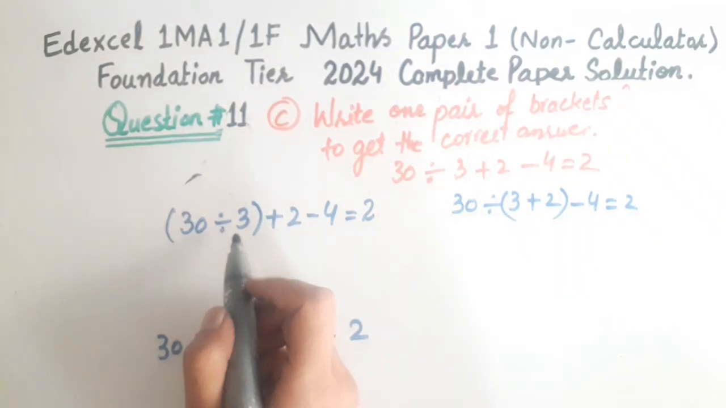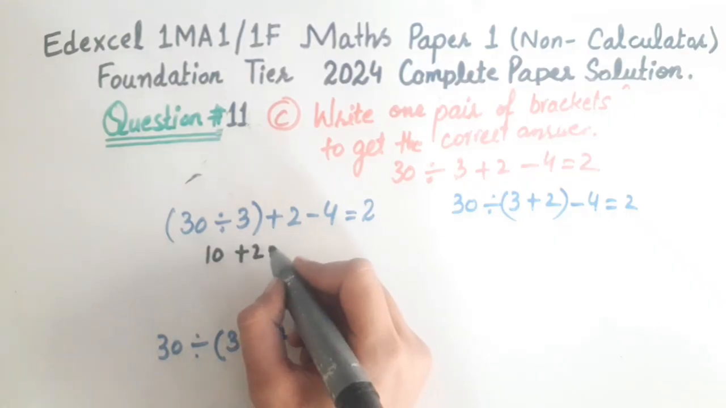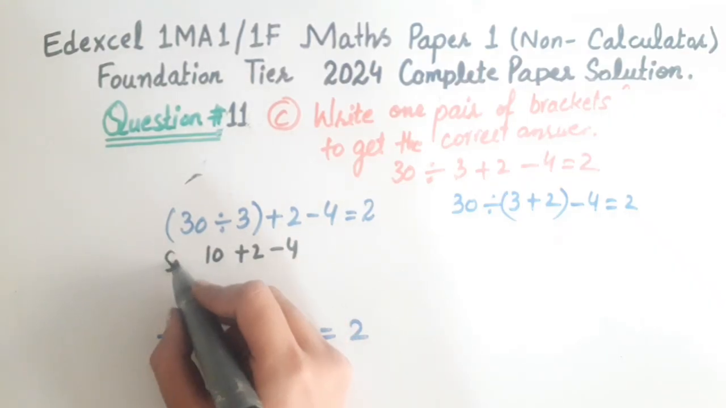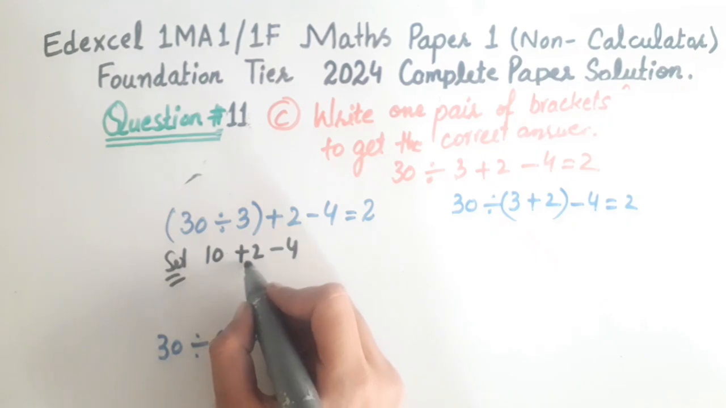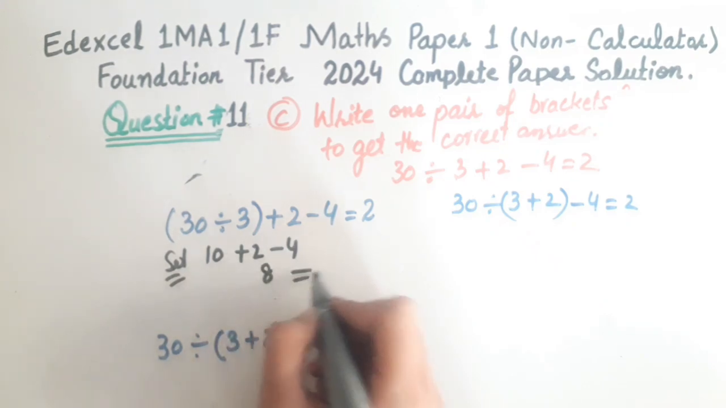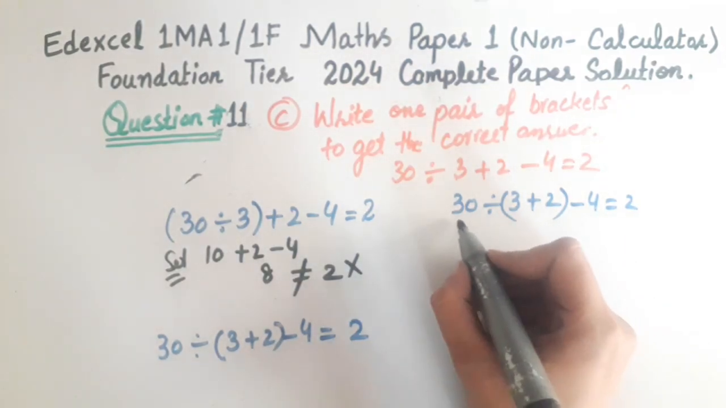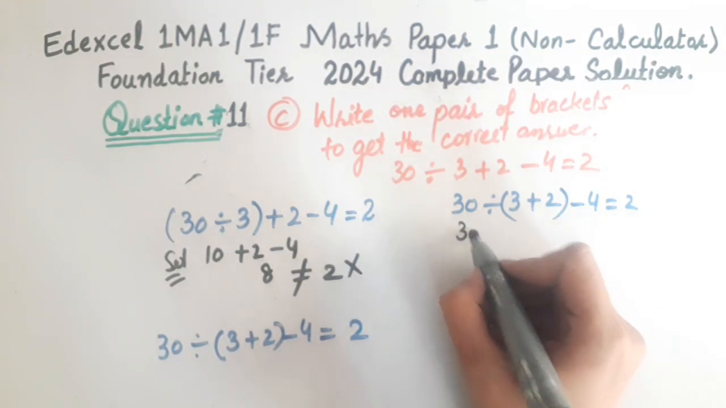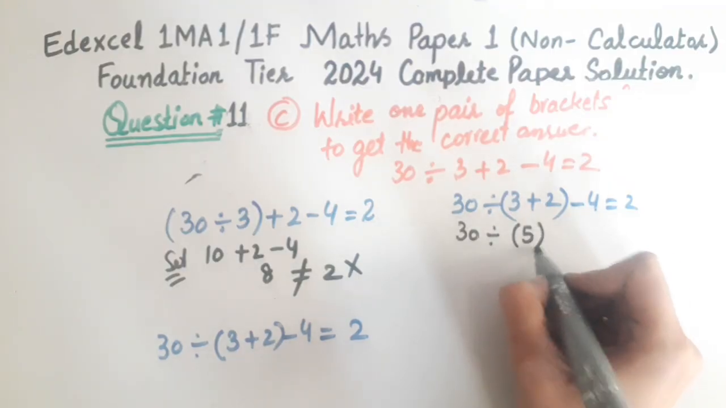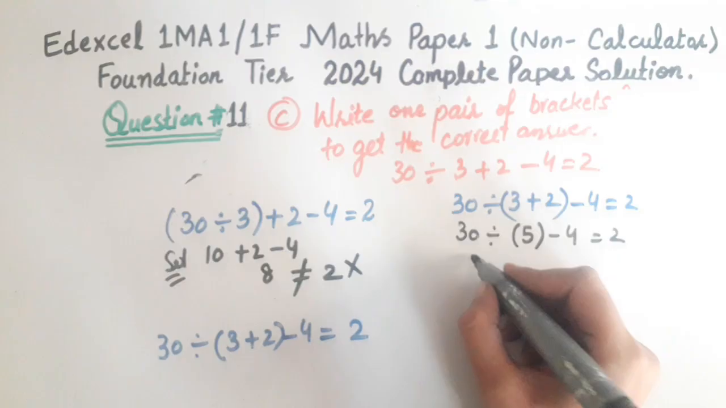First of all, 30 divided by 3 gives 10. So 10 plus 2 minus 4: 10 plus 2 is 12, and 12 minus 4 is 8. So 8 is not equal, so this is not the right bracket. Now 30 divided by (3 plus 2), that is 5. So 5 minus 4 is 1.